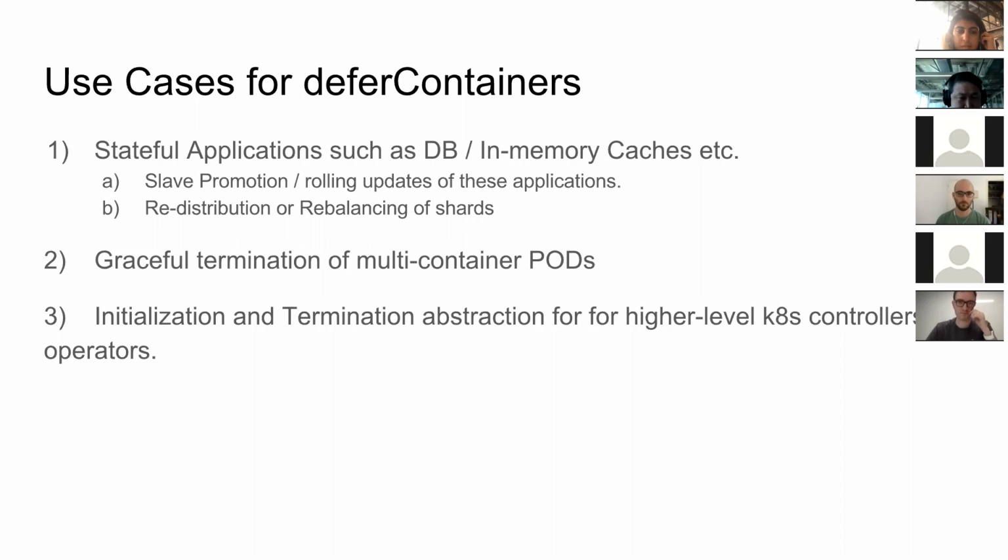In most pods which have multiple containers, you are only bothered about the main container, but if the sidecar container also has some sequence, and that needs to be coordinated with the other containers, then it's very difficult with pre-stop hooks. And finally, this would nicely give us an initialization and termination abstraction, especially for the higher level Kubernetes controllers or operators in the future.